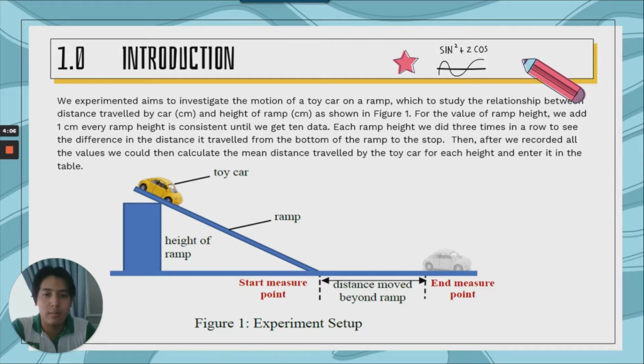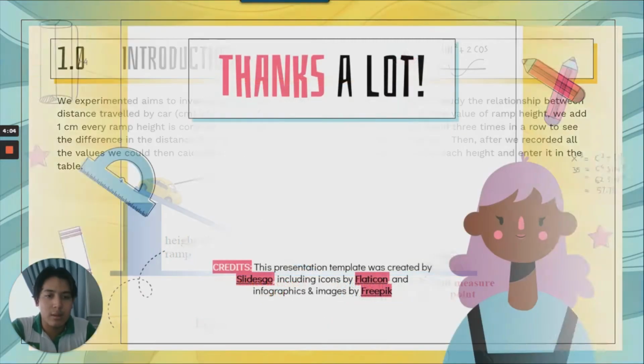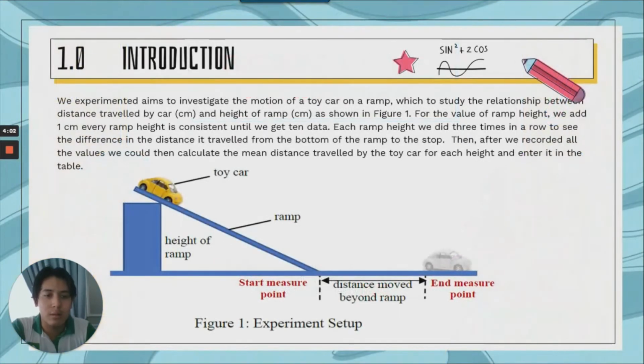For each ramp height we did 3 times in a row to see the difference in the distance traveled from the bottom of the ramp to the top. Then after we recorded all the values, we could calculate the mean distance traveled by the toy car for each height and enter it in the table.